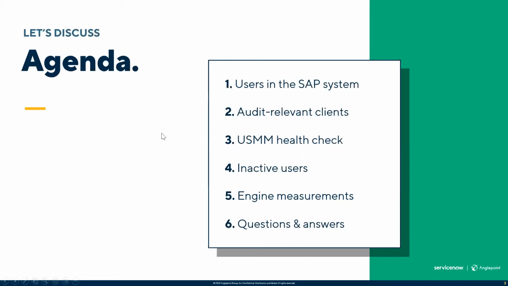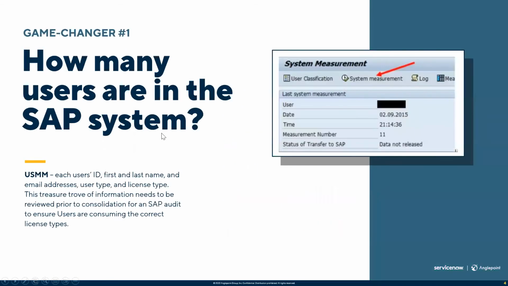So first topic here is how many users are in the SAP system. As you can see, this screenshot is from the USMM1, so the very first USMM, and now there's USMM2, so there's different versions. So I don't want anybody to get caught up on the screenshot here. We're talking about how to find users in the SAP system.